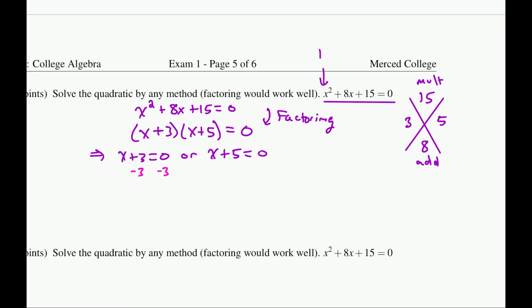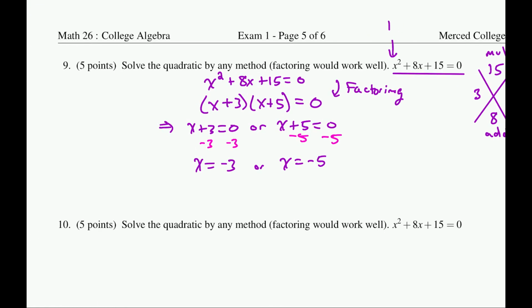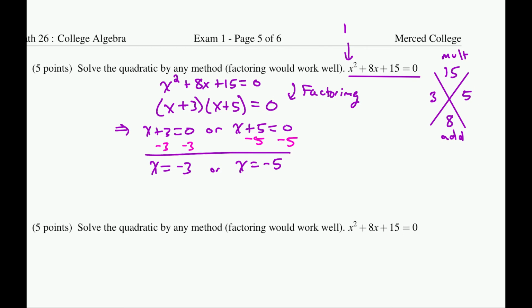So subtract 3 from both sides on that first one, and you end up with x equals minus 3. On the other one, subtract 5 from both sides, and you end up with x equals minus 5. So x is minus 3 or x is minus 5. Or, if you wanted to list them, the solutions are both of those. So let's box those solutions and we're done.